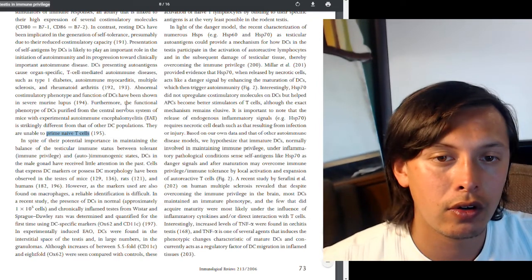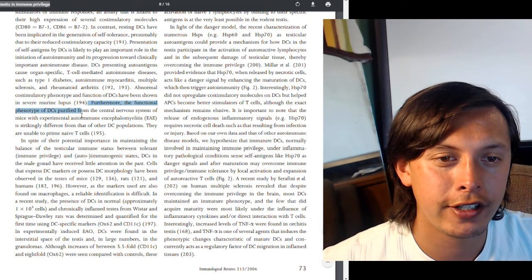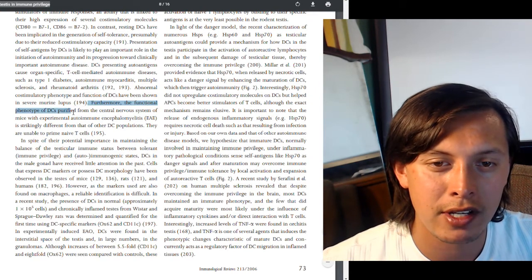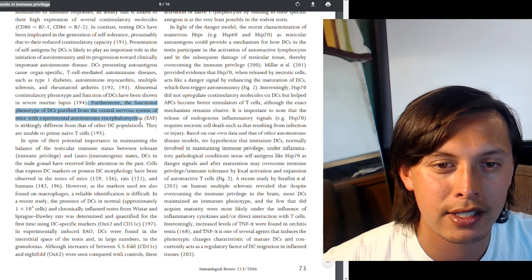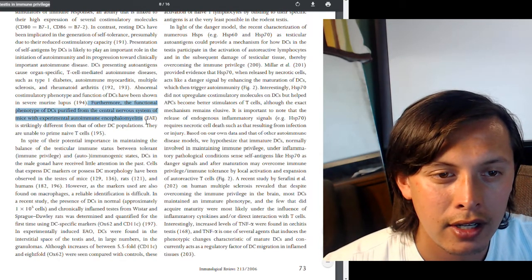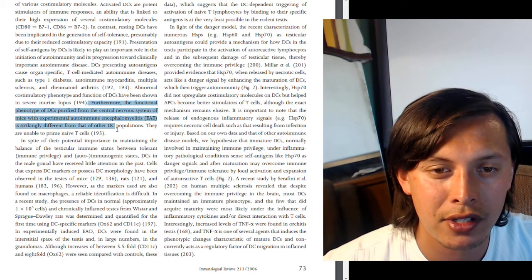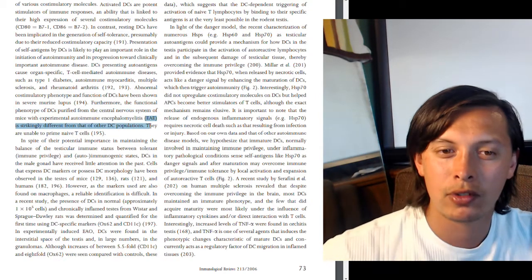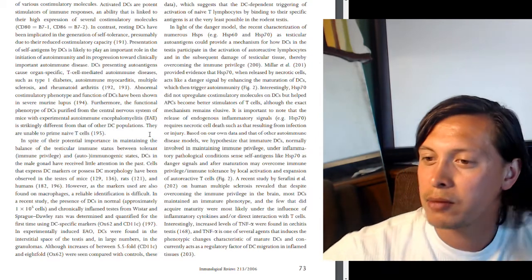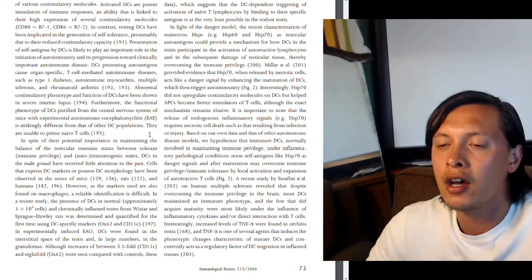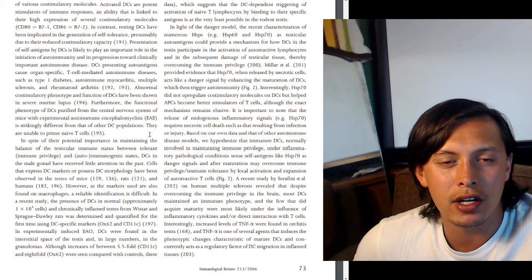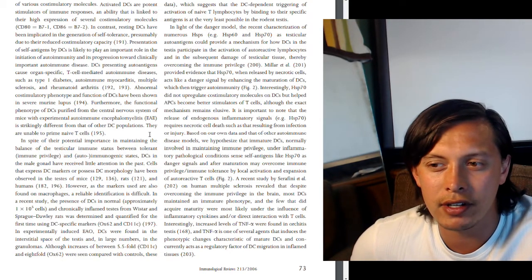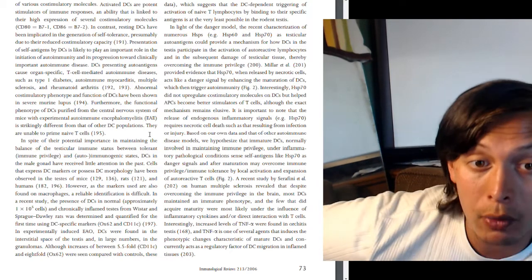Right. So furthermore, the functional phenotypes of dendritic cells purified from the central nervous system of mice with experimental autoimmune encephalomyelitis is strikingly different from other dendritic cell populations. They are unable to prime naive T cells. They're unable to teach the T cells what to attack. So I'm trying to understand why they left this in here, but if you understand it, leave it in the comments. I'm having a brain fart right now when it comes to this.